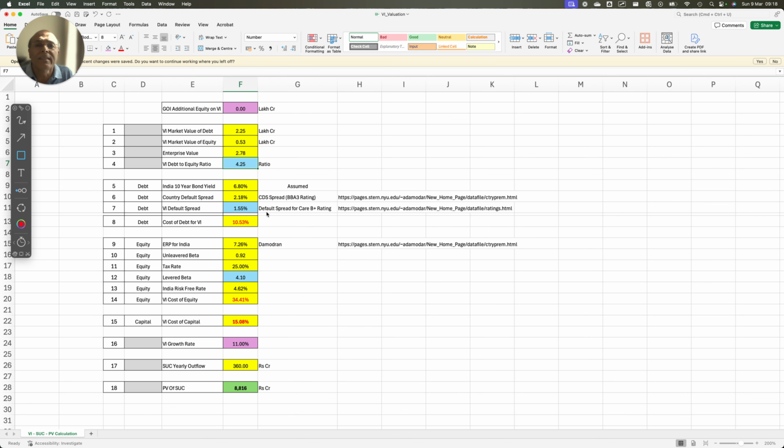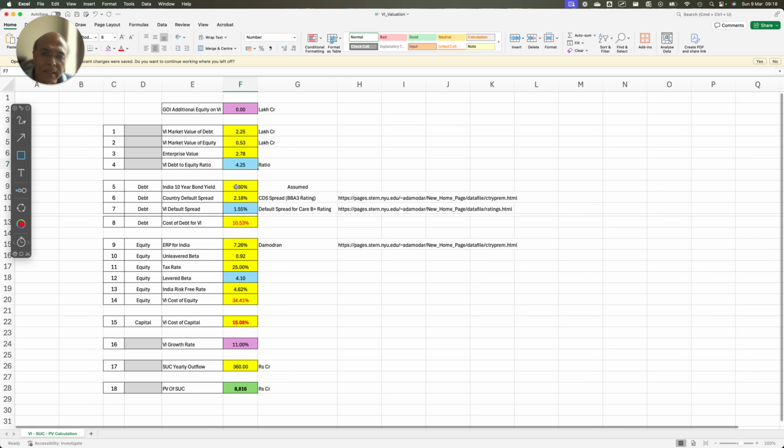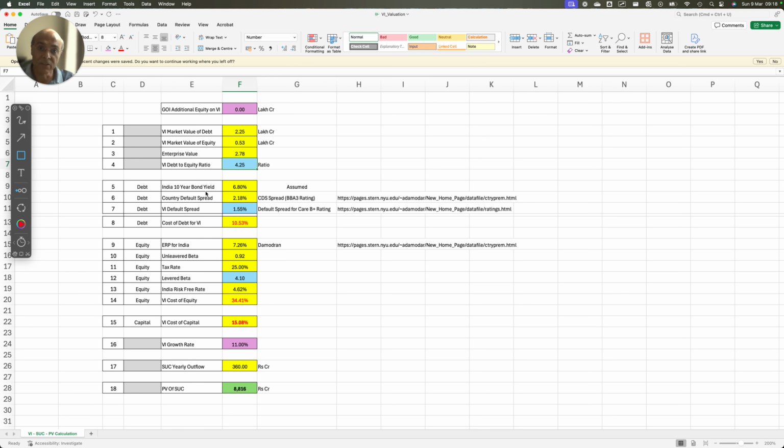What are these default spreads all about? It means that a fully diversified investor wants to make a return on top of the risk-free rate of 6.8%, an additional 2.18%, in order to ensure that all default risks are covered when he has invested in the country bonds of every country. You understand that? So that he does not go down, he remains afloat, and is able to maintain a certain level of profitability. That is the concept of this default spread.